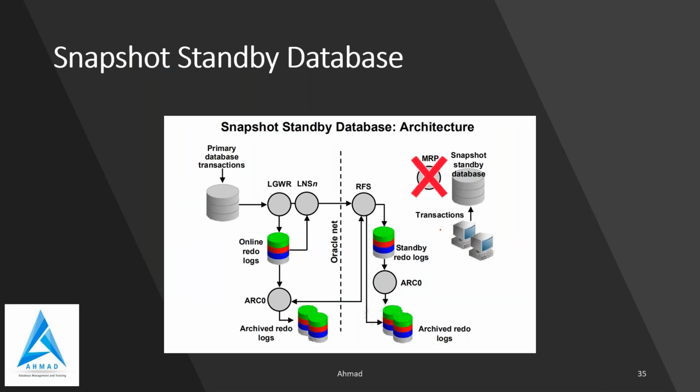Now see, this is the snapshot thing. The MRP process is not working, so your snapshot is not updating. Whatever transactions are coming, it will store in the standby as archived redo log files. Right? Is this concept clear?